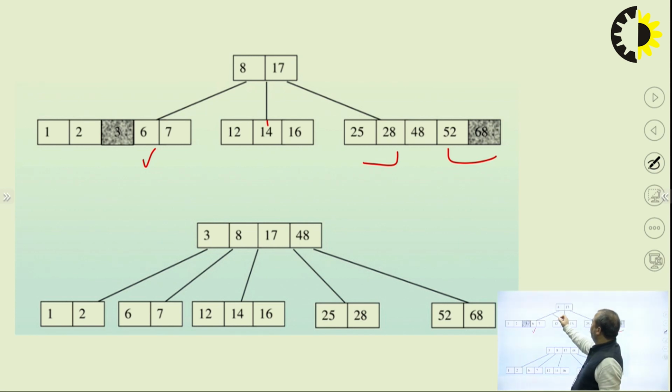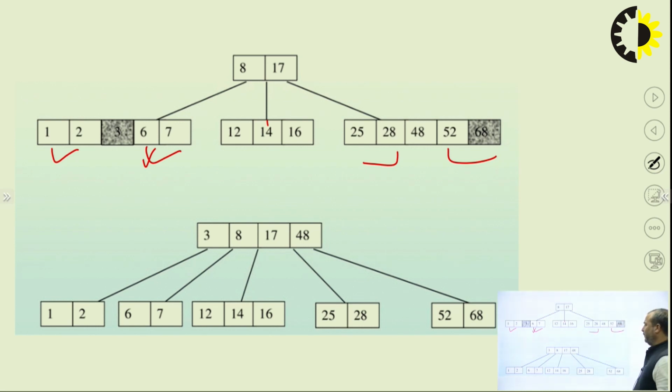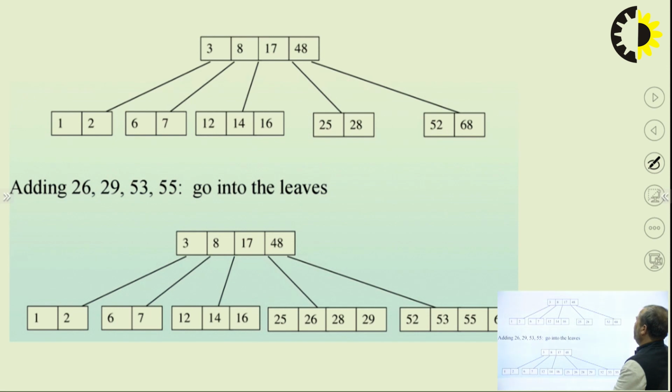So if you want to insert 3, 3 is less than 8. So it can accommodate like this: 1, 2, 3, 6, 7. This is already more than the maximum key values, so again we split into equal halves: 1 and 2, and 6 and 7. And 3 goes up to join the parent, so 3, 8, 17 and 48. Okay, so this is the way we can do it.